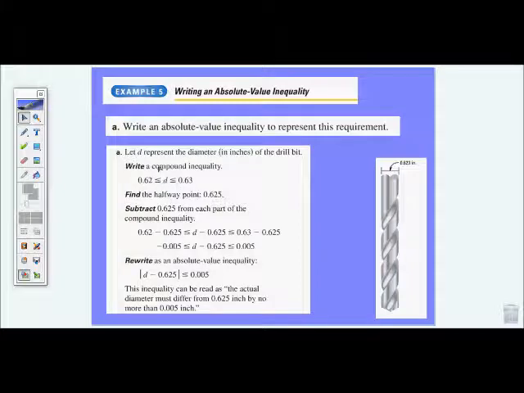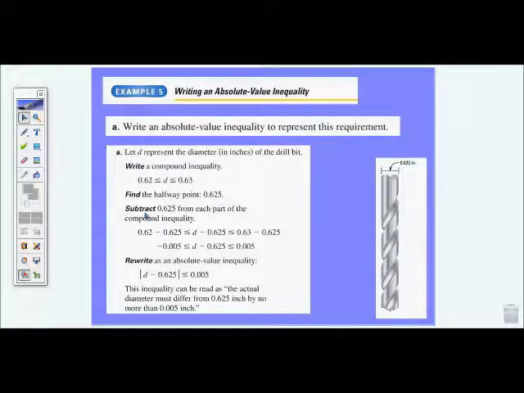So we wrote our compound inequality. The next step for this would be to find the halfway point. The halfway point between 0.62 and 0.63, because those are both in hundredths, is we would go to the thousandth and put a 5 there for it to be the halfway point.